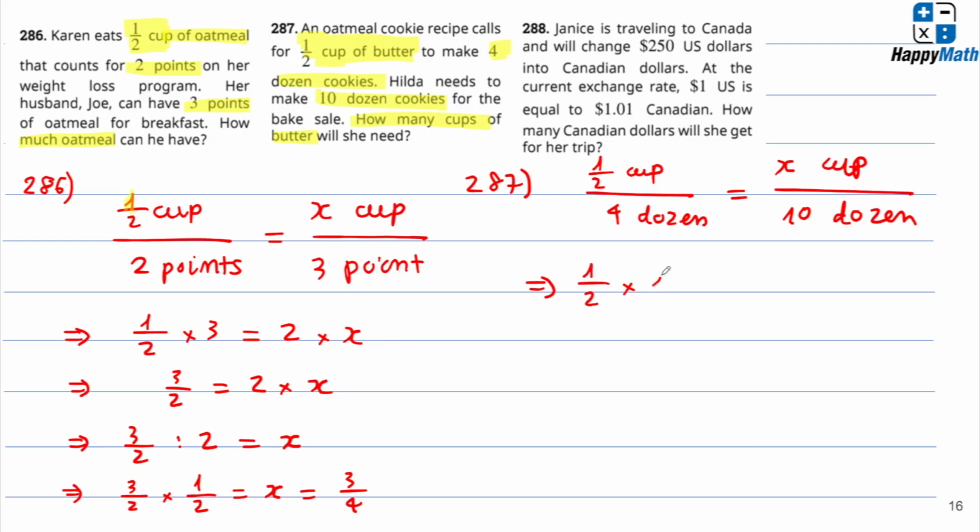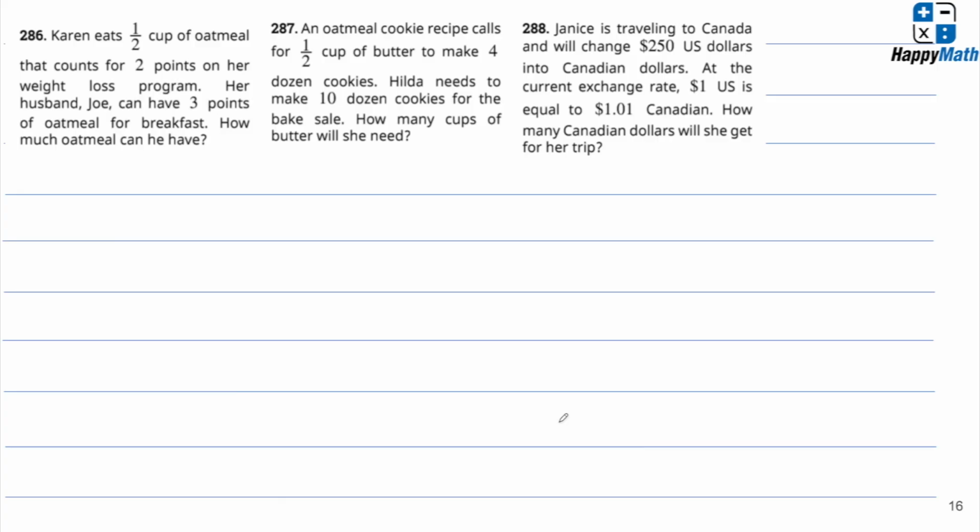1/2 cross multiply 10, 4 cross multiply x. So here is 5, here is 4 times x. It means x equal to 5/4. Okay, so next one, you got 288.